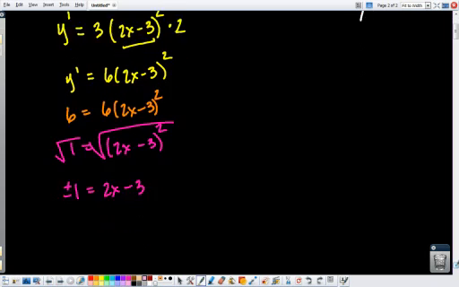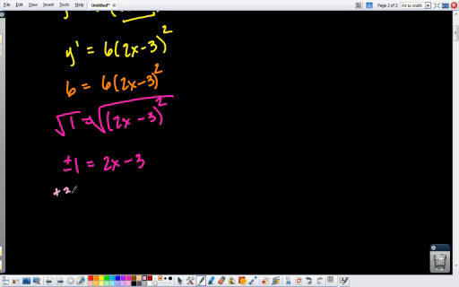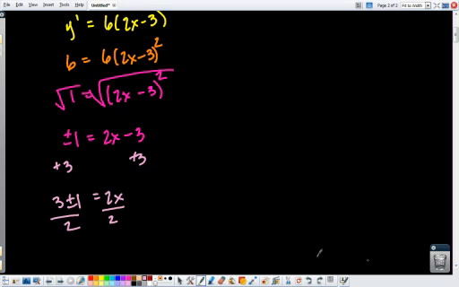I'm going to add 3 on both sides, and that makes that go away. So I have 3 plus or minus 1, and then my final step is to divide by 2. So let's see my 2 answers. One of my answers is 3 plus 1 is 4, divided by 2 is 2. My other answer is 3 minus 1 is 2, divided by 2 is 1. So that is part A.